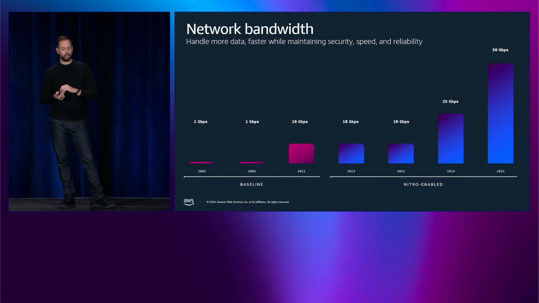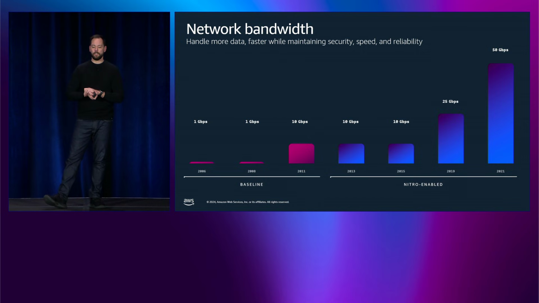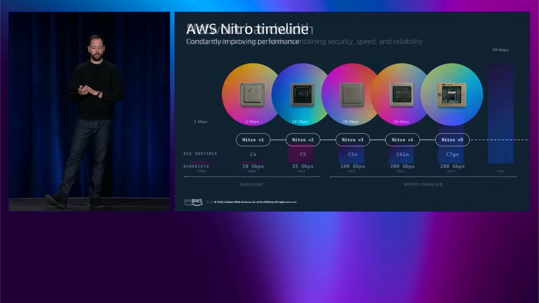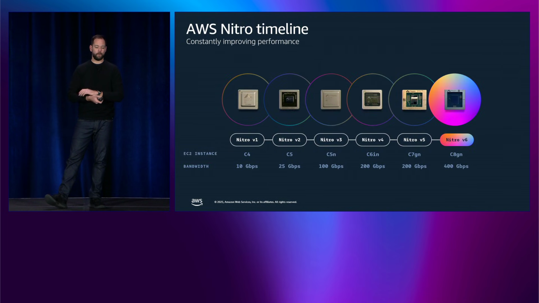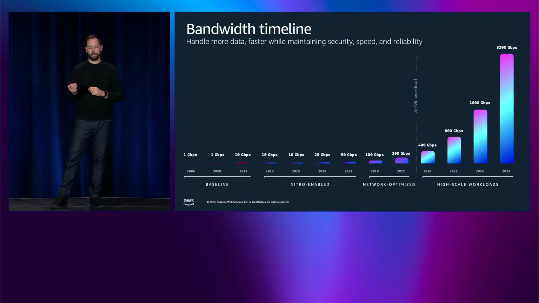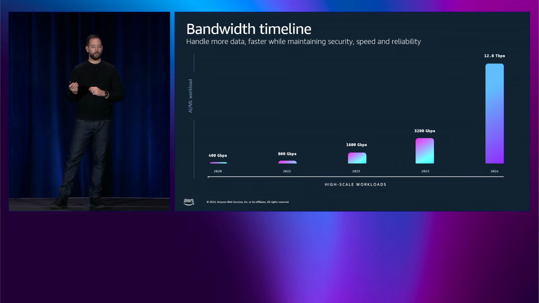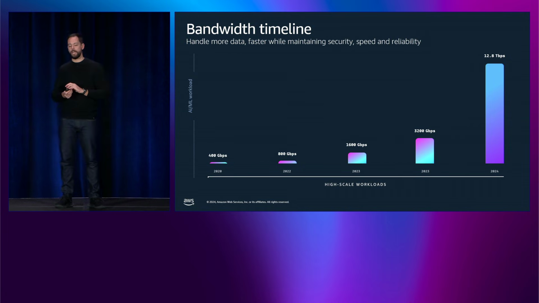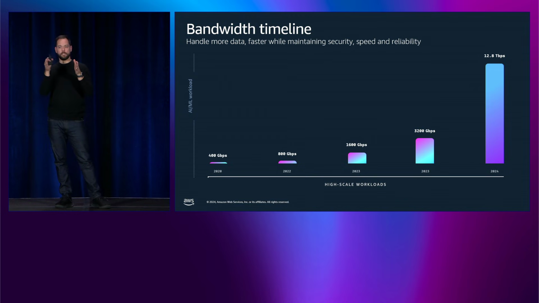Now you can see here our Nitro-enabled instances started in 2013, and our bandwidth per instance has gone up quite considerably. So we're up to 50 gig in 2021, and as we step through our different versions of our Nitro chip on our network adapters, you can see here our C8GN can do 400 gigabits per second per network adapter, and that's enabled us to scale for things like AI/ML workloads up to 12.8 terabits per second per EC2 instance. So we basically stack these Nitro cards next to each other and can get that kind of performance. Now, ALB and NLB aren't specifically using those large instance types because we don't need it, but you can see what Nitro really brings.